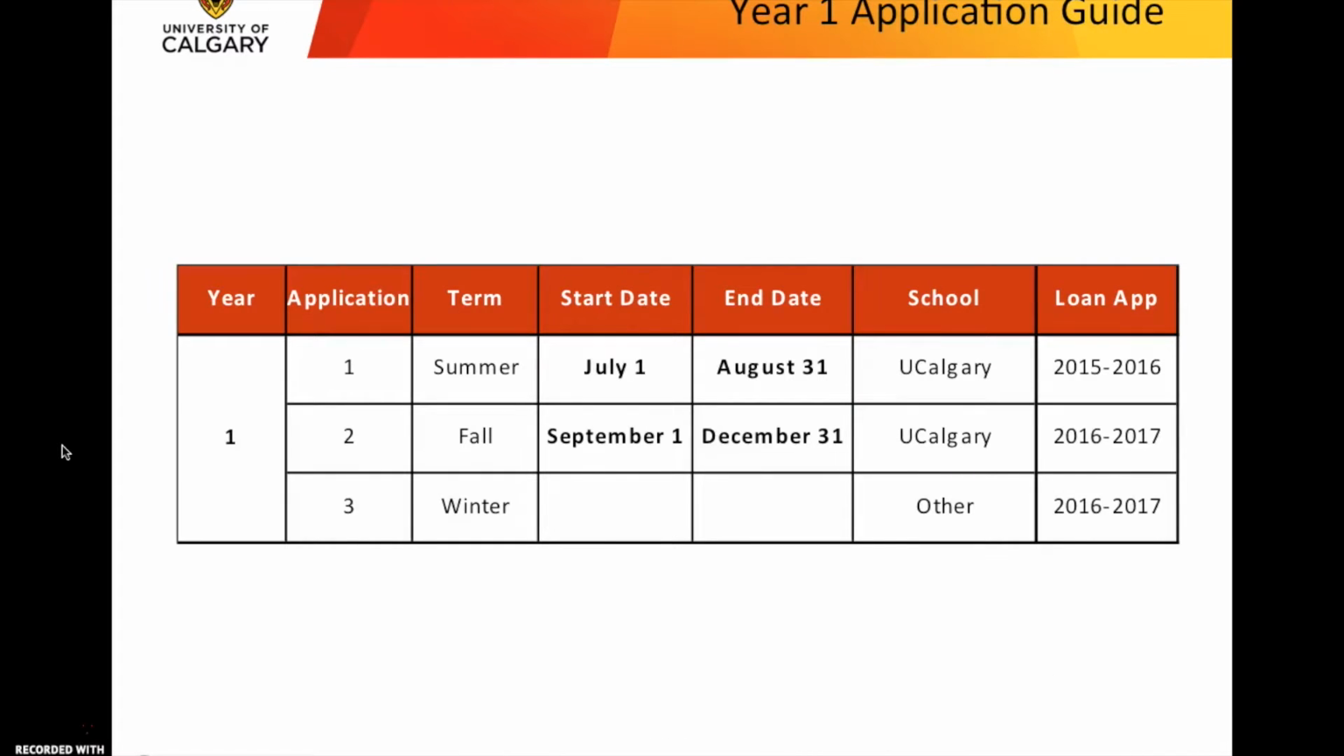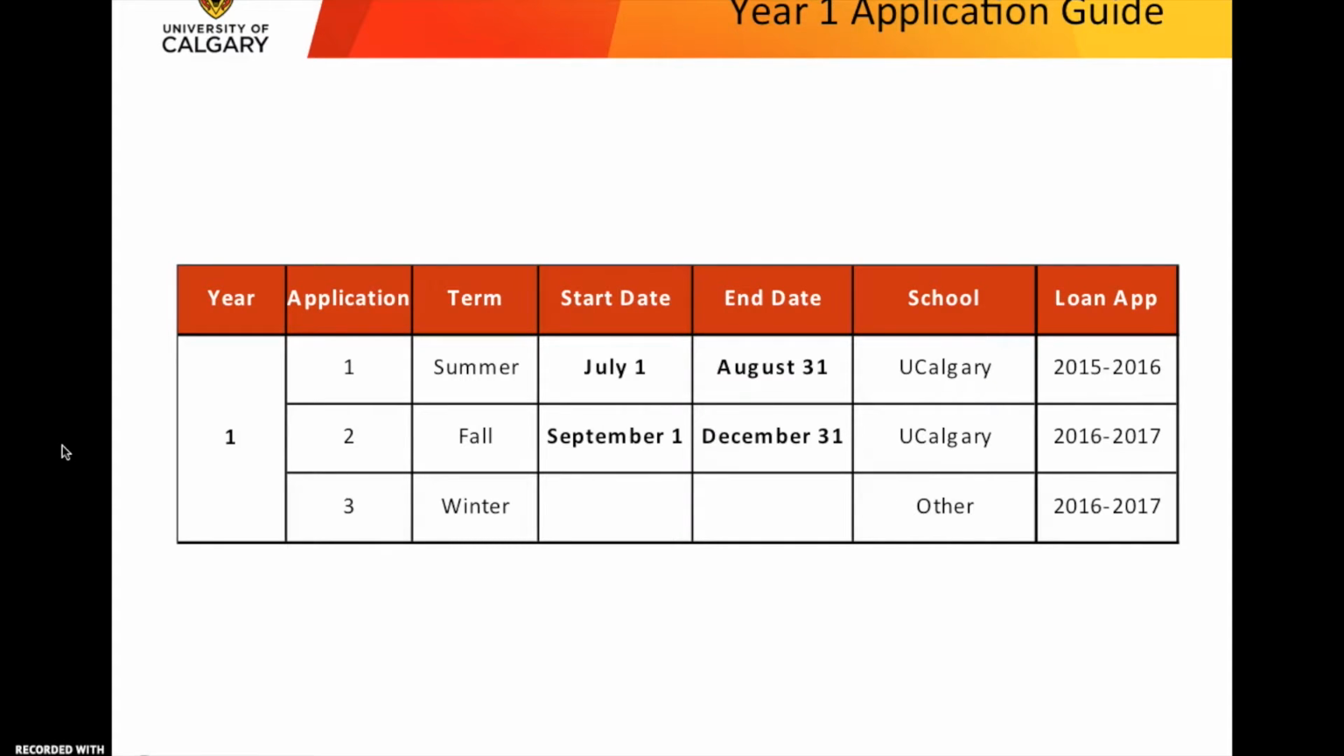If you'll be entering your first year of this program in July, this is what your application process will look like. Loan applications can take up to 4 to 6 weeks to process, so ensure you are submitting each application well in advance. If you haven't already done so, log into your SIMS account and submit an application for summer using the 2015-2016 loan application.